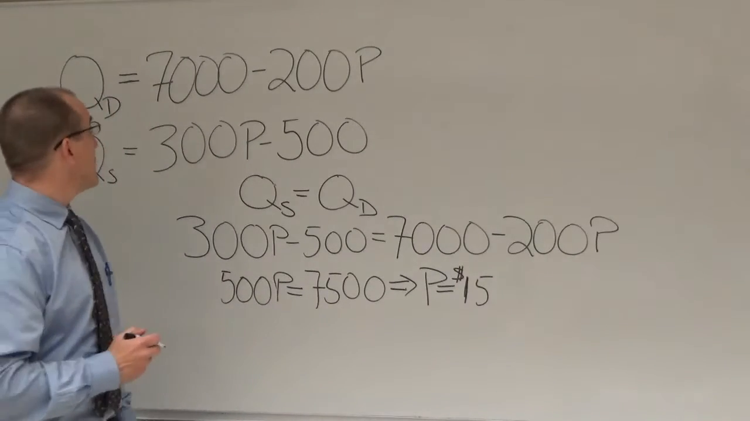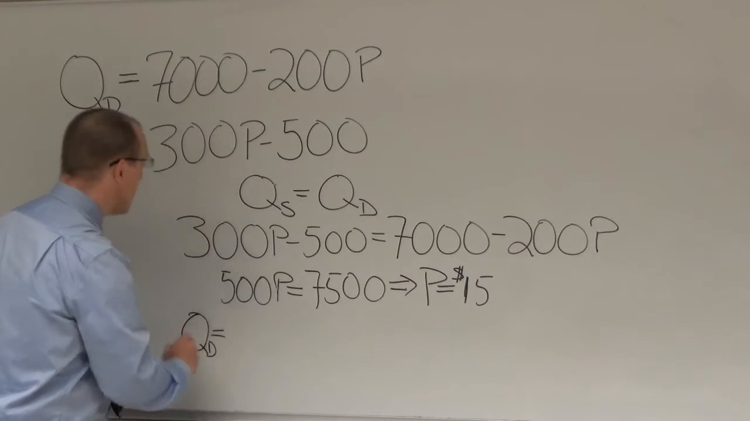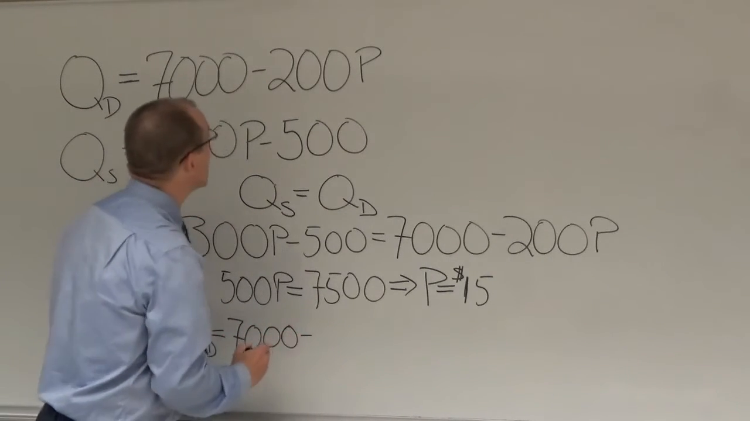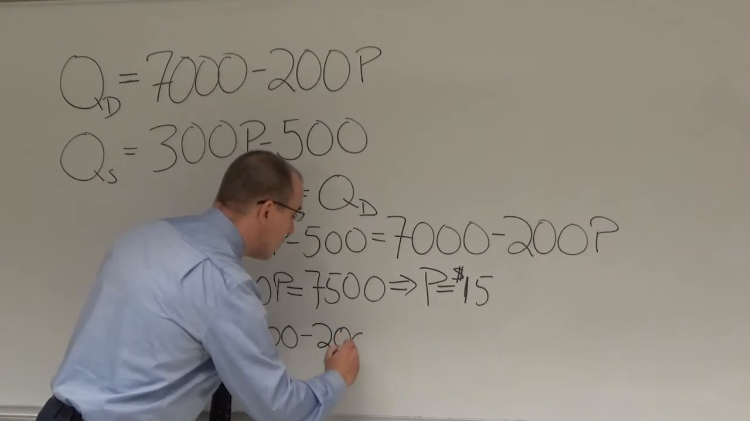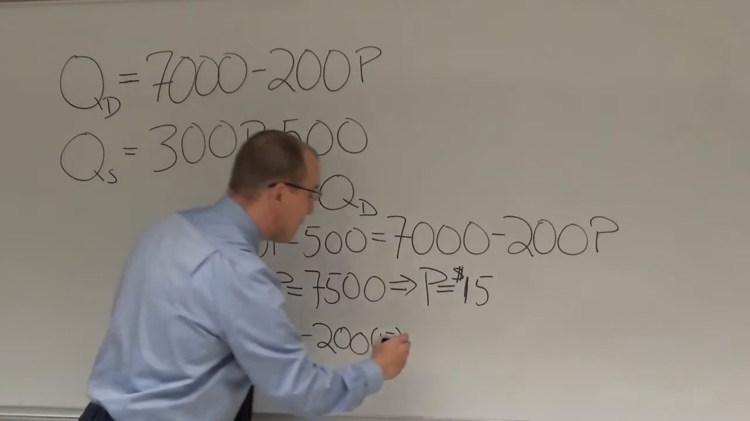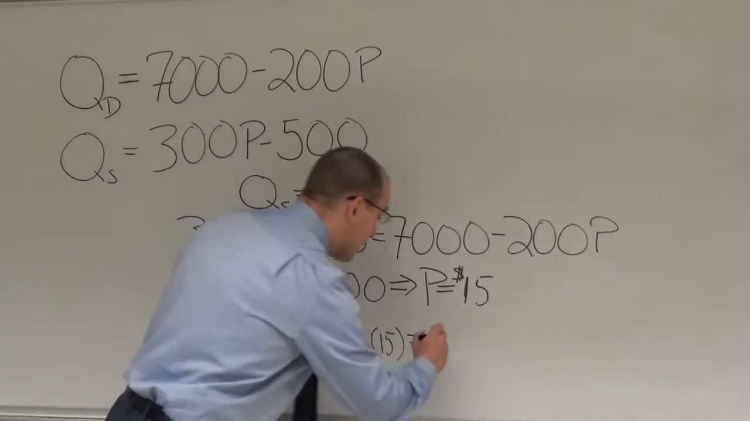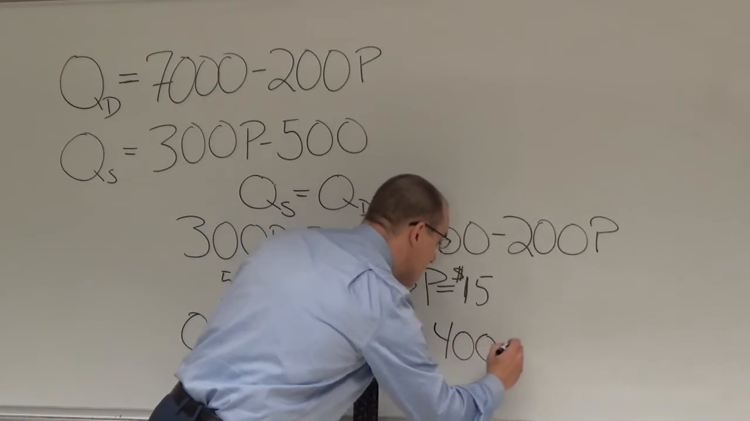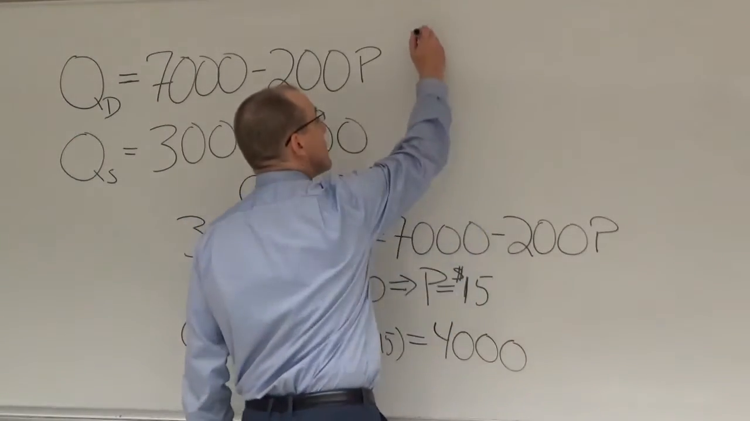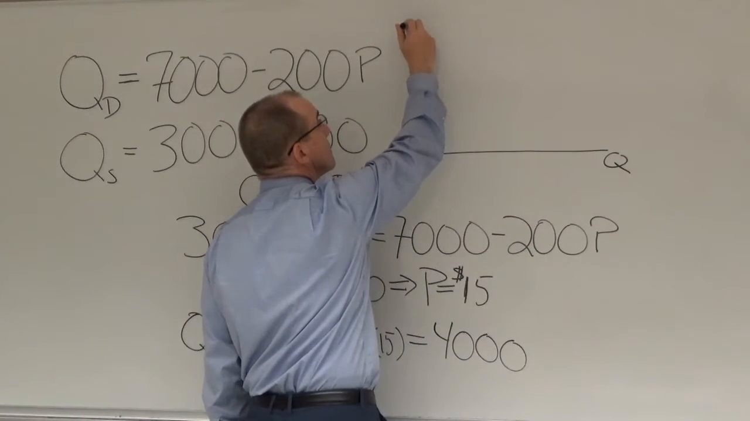And at a price of $15, how many people are using it? Well, we take our quantity demanded and we sub in 7,000 minus 200 times 15 for our price. That should give us 7,000 minus 3,000, or currently there are 4,000 people riding on the mass transit system. We could envision this in a market diagram as looking like this.